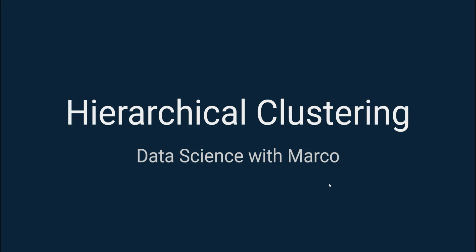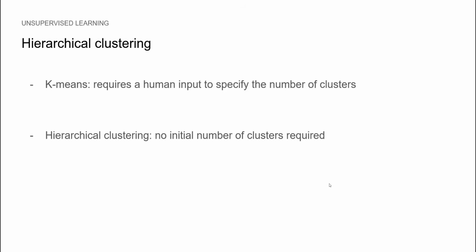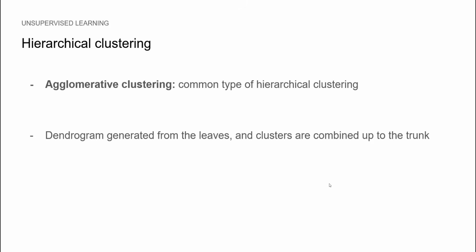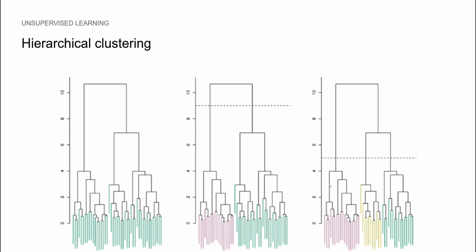Now let's take a look at hierarchical clustering. As I mentioned, the potential disadvantage of k-means is that you must specify the number of clusters, and sometimes you simply don't know how many clusters you need. This is when hierarchical clustering comes in, because you do not need to specify the number of clusters. The most common type of hierarchical clustering is called agglomerative clustering. It generates a dendrogram from the leaves, and the clusters are combined into larger clusters up to the trunk. Here is an example of dendrograms.